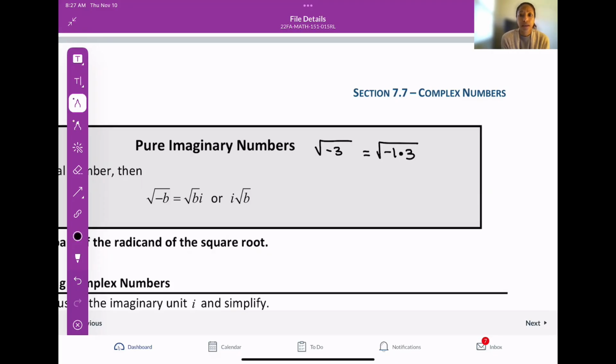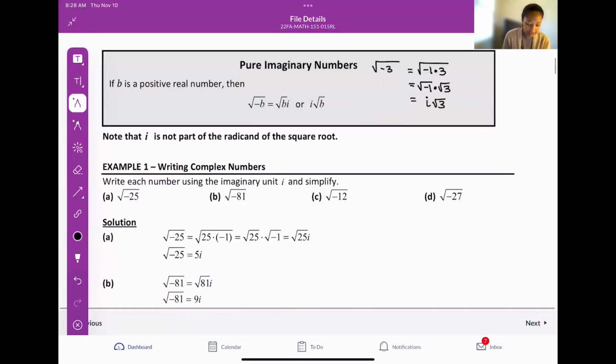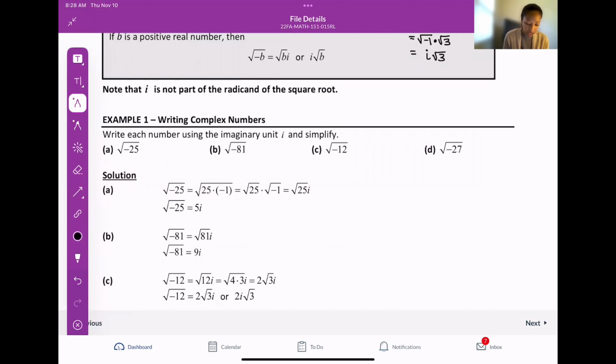And then if we break this up using the multiplication property of square roots, this would be the square root of -1 times the square root of 3. And then, what did we just say the square root of -1 is? By definition, the square root of -1 is this new number that we just came up with, i. It's an imaginary number. So we get i times the square root of 3. Now, anytime we take the square root of a negative number, we can simplify that to an imaginary number. Okay. All right. Example 1 goes through a few problems where this is simplified.